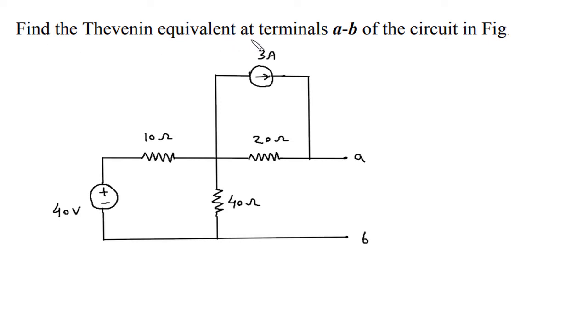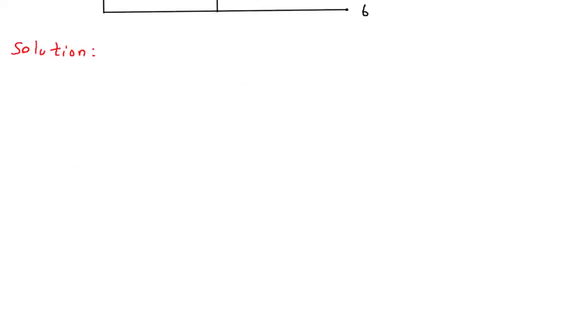Find the Thevenin equivalent at terminals AB of the circuit in figure. We have to find VTh and RTh of this circuit. Solution. First of all, we will redraw the circuit.